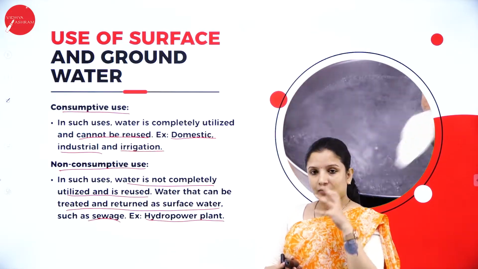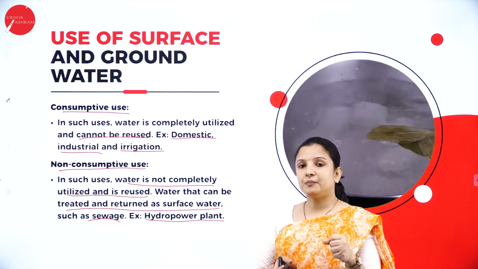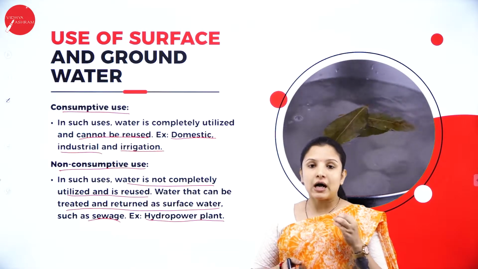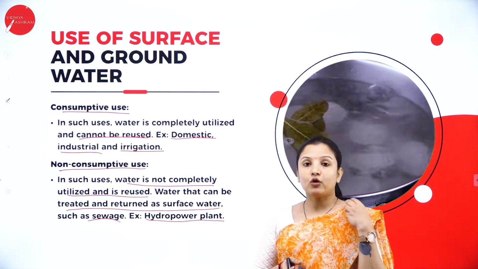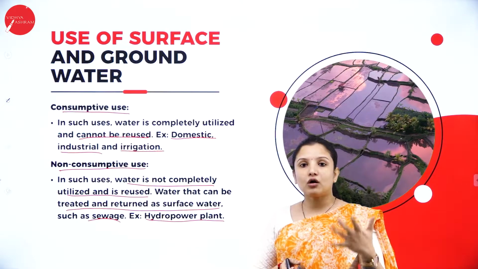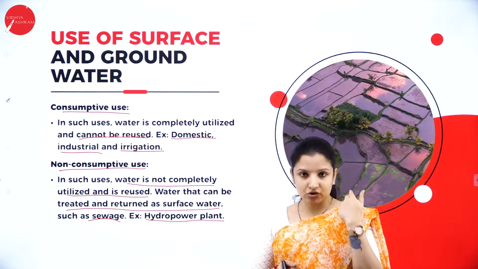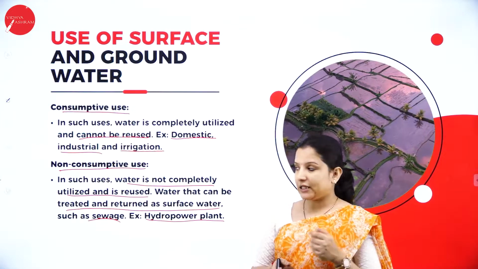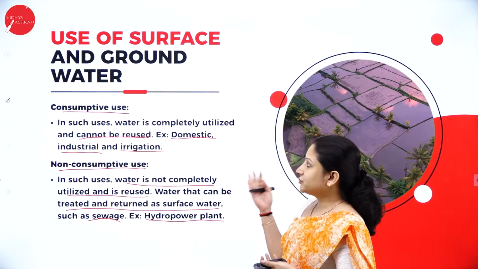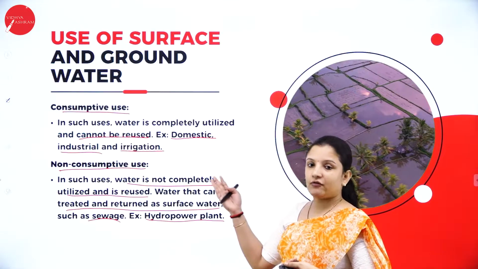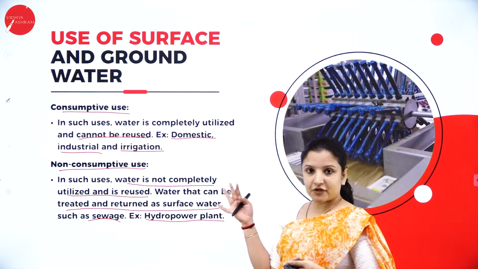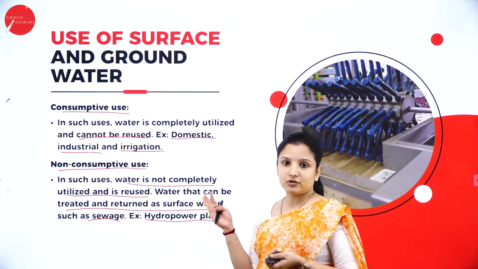Whatever water is used in the hydropower plant will contain a lot of unwanted minerals or unwanted substances which are not good for domestic use. Therefore, such water can be treated and reused again. So those are the two uses of water, wherein it has been divided into consumptive use of fresh water and non-consumptive use of fresh water.